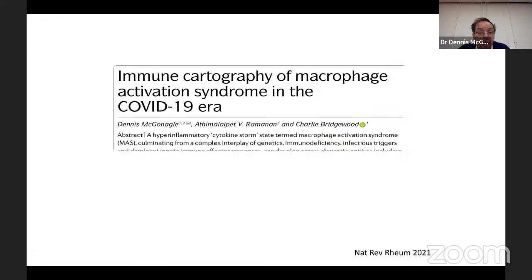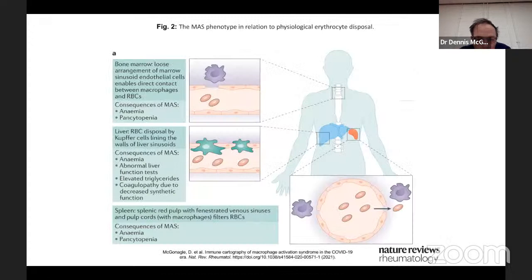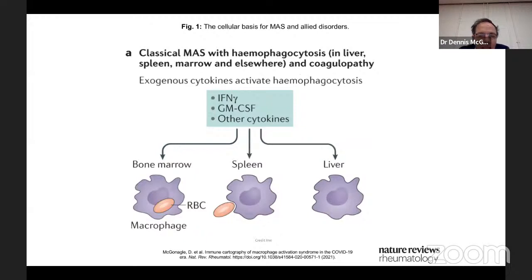So just to finish up in the last few minutes, Ram, myself, and Charlie devised an immune cartography for MAS in the COVID era. MAS has this unique feature that the macrophages that are eating the erythrocytes are doing so in the hepatic sinusoids, spleen sinusoids, and bone marrow sinusoids. So the macrophages are pulling otherwise normal red cells out of the circulation. That's what happens in classic MAS, and that's why you get hepatosplenomegaly and lymph nodes. And this is a pretty unique feature.